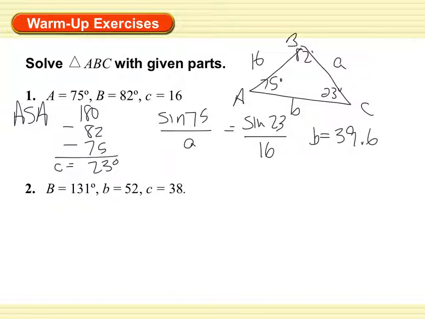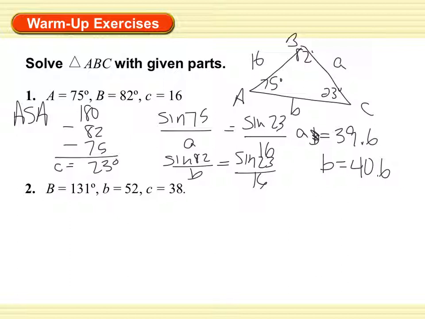And then sine of 82 over B is the same thing. I could use the same setup. So 16 sine 82 divided by sine 23 gives me, oh, this is B, sorry, B of 40.6. Right, let's see what we have here. It looks like I have side, side, angle, that bad word, so we have to see if we have one triangle, two triangles, or no triangles.